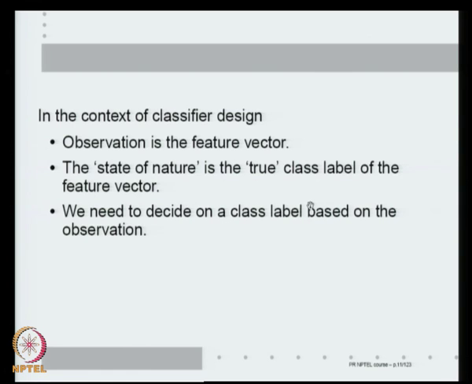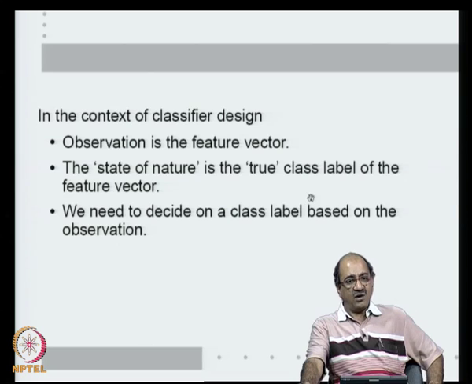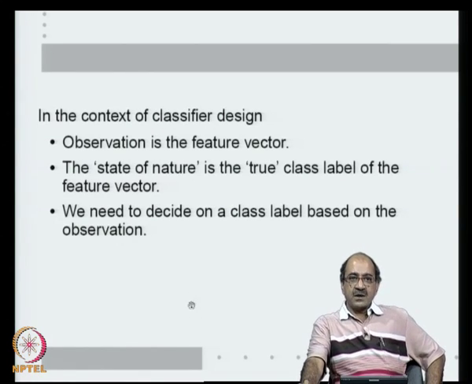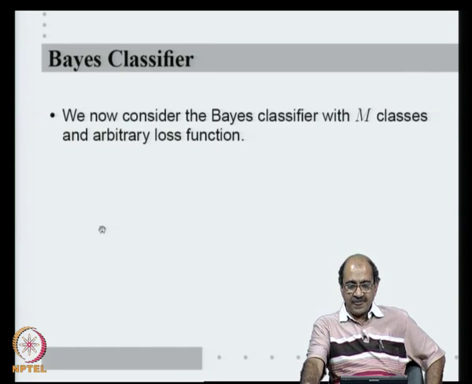So, to sum up, observation is the feature vector, the state of nature is the true class label for the feature vector. So, based on my observation of the feature vector, I have to take an action. The action may be calling the class label, or to say no, I cannot classify, or many other things, but most of the time my actions are simply class labels. So, we need to decide on a class label based on the observation of the feature vector. So, with this general introduction, we now consider a Bayes classifier, m classes and arbitrary loss function.